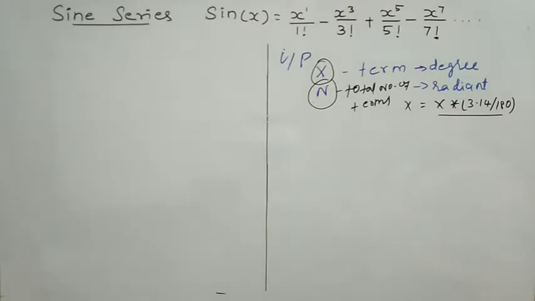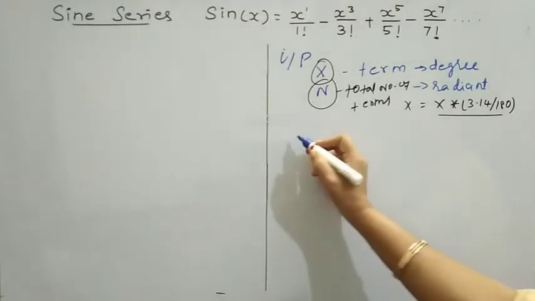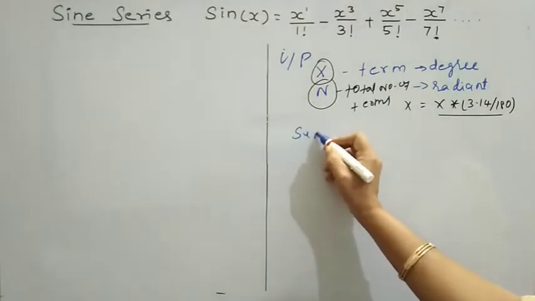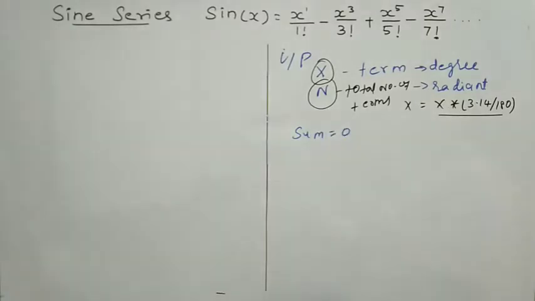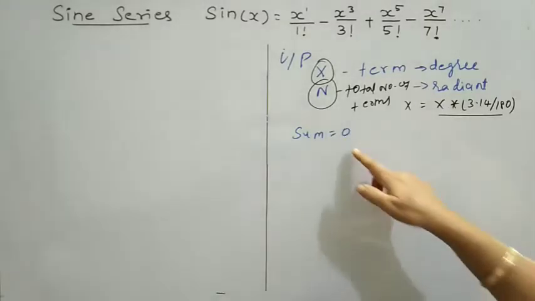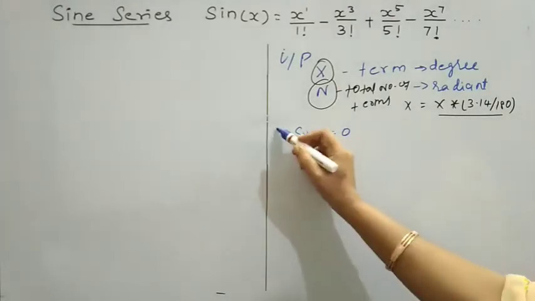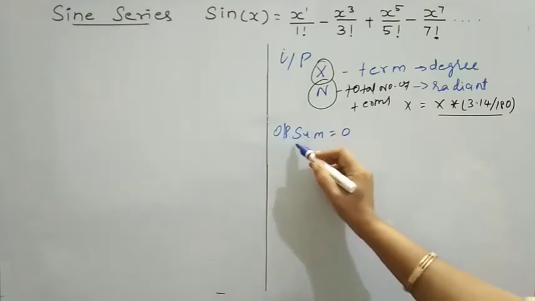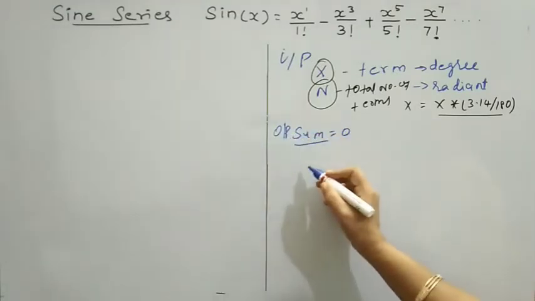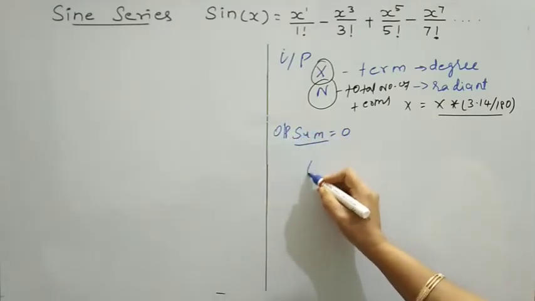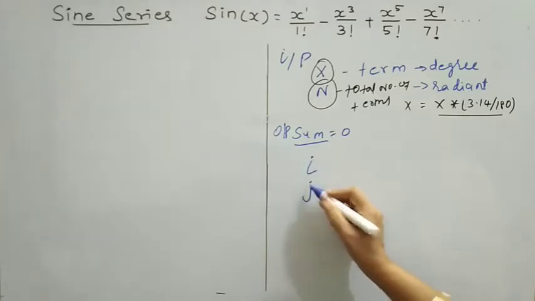In addition to this, I use the output variable called sum. Initially, the value of sum is 0. Sum is going to hold the summation of the given series. And then in addition to these input variables and my output variable, that is sum, during the process I am going to use two variables, that is i and j.